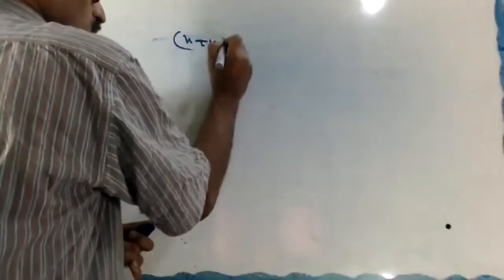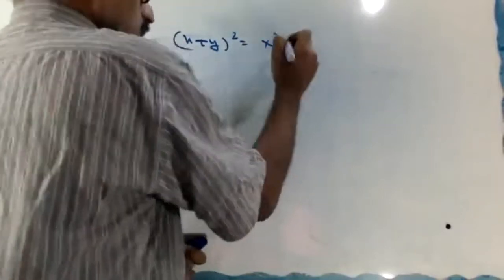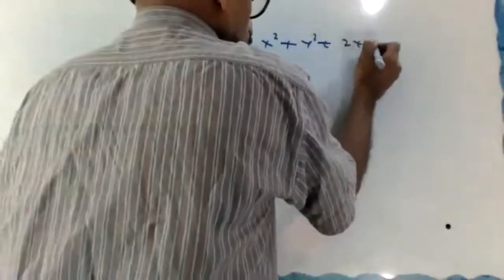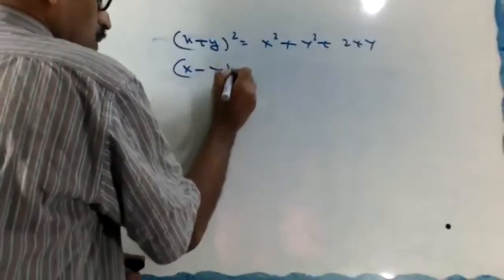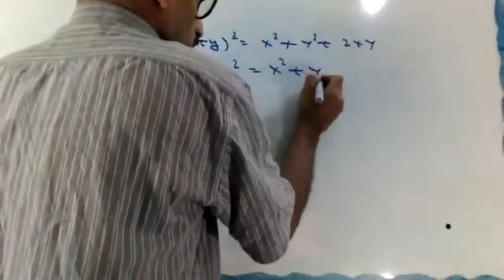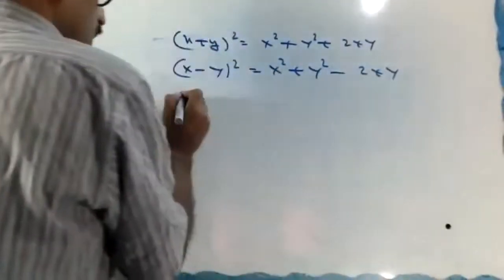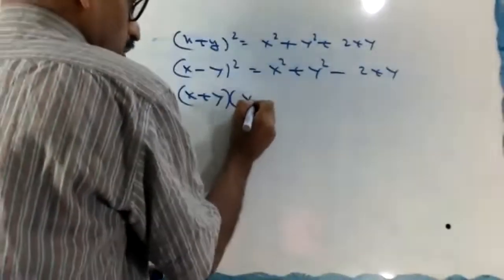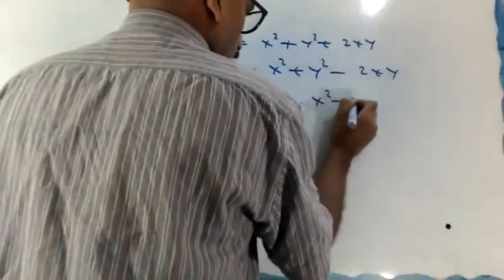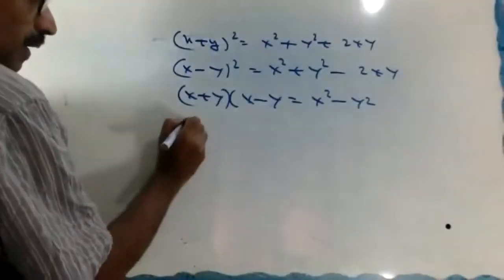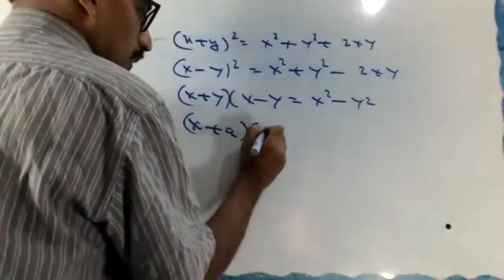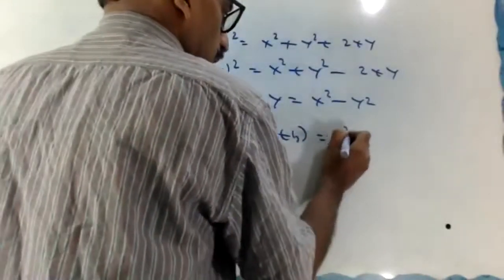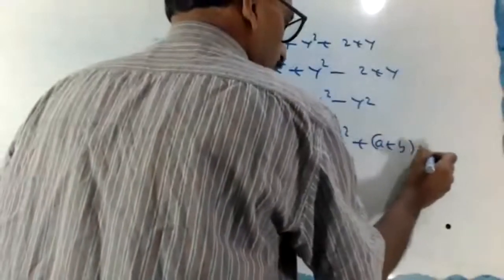Look, you learned (a plus b) whole square, (x plus y) whole square equals x square plus y square plus 2xy. (x minus y) whole square equals x square plus y square minus 2xy. Then you learn (x plus y) into (x minus y) equals x square minus y square. And one more thing you learn, (x plus a) into (x plus b) equals x square plus (a plus b) into x plus ab.